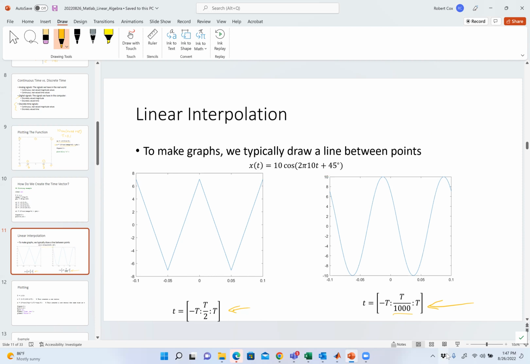And we said what we do is when you draw graphs, you typically do a linear interpolation, meaning you draw lines between the points. And if you got enough points, those lines will be so small that you won't be able to tell the difference. Okay. That's what the plot command does.